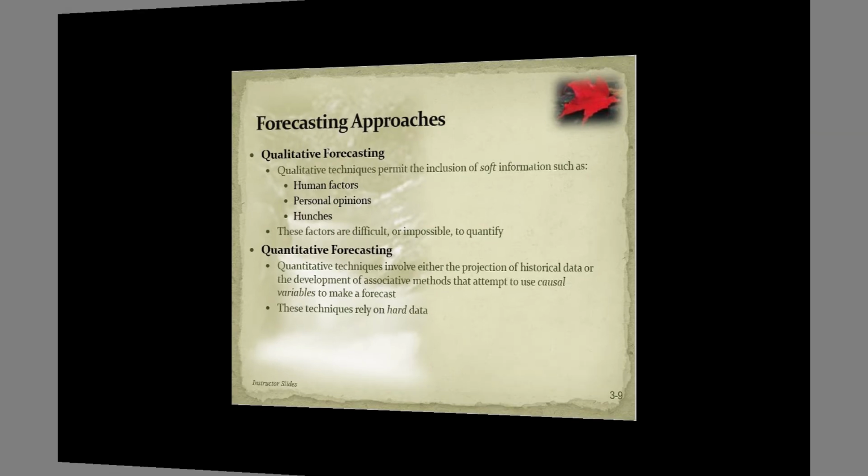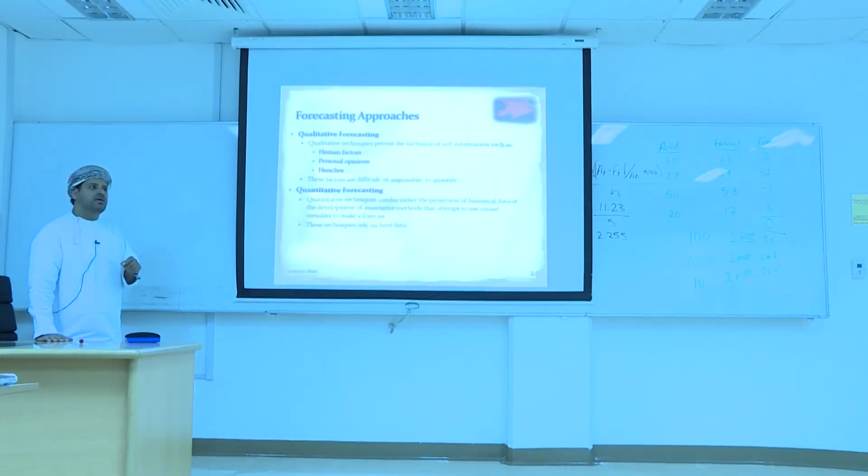Qualitative techniques permit the inclusion of soft information such as human factors, personal opinions, hunches. These factors are difficult or impossible to quantify. Although in the qualitative forecast, the end product of the forecast is that if you are to give a number, then you need to give a number. But the methodology that you will be using to get that number will have so many different things.